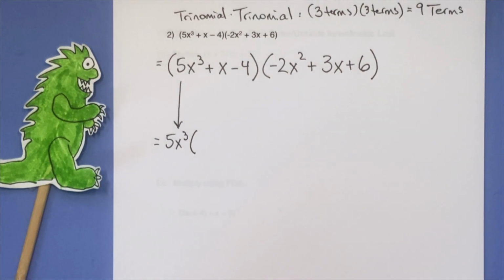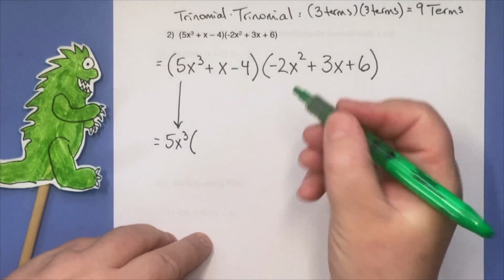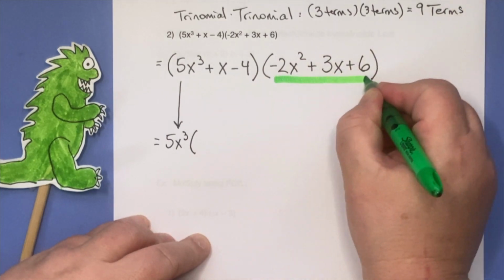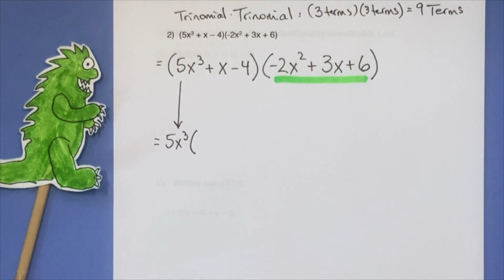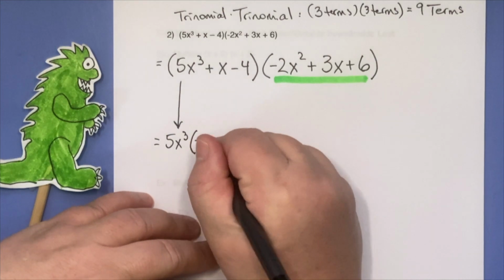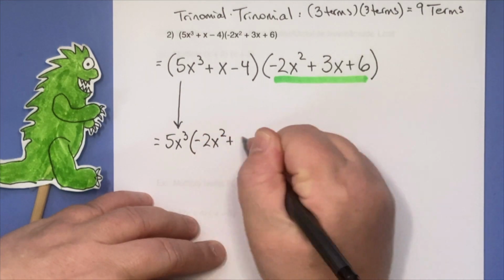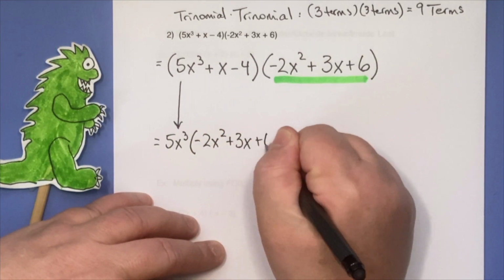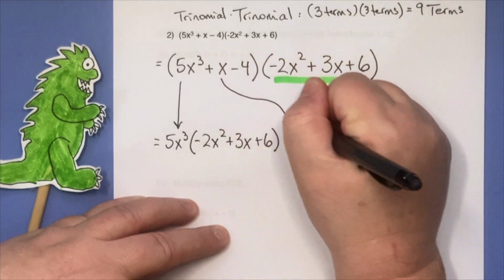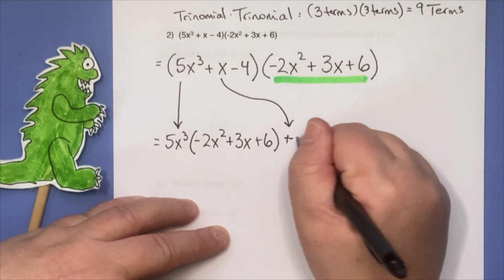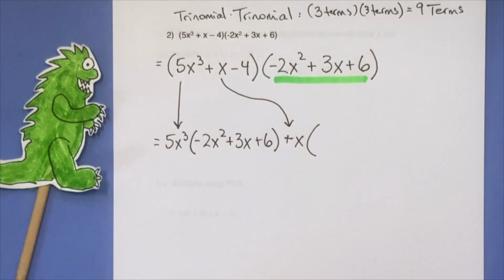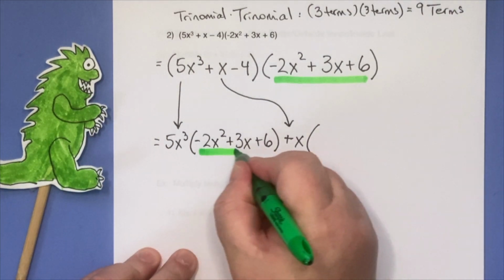And then, again, green for Godzilla. Godzilla loves the green. This second factor, the second polynomial, I'm going to write in its entirety for each of these terms. So I've got this guy right there.